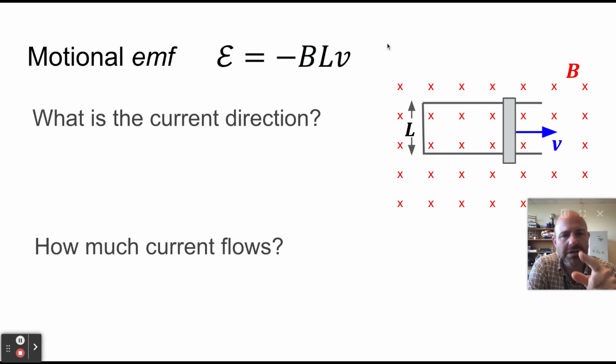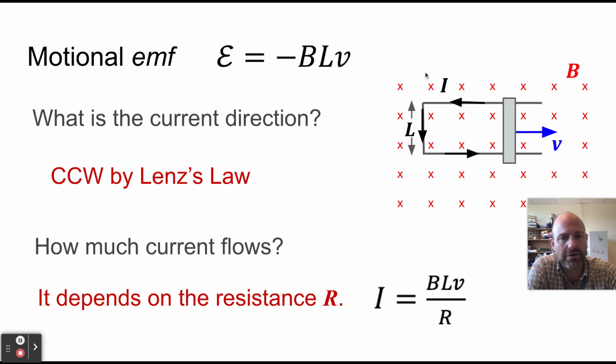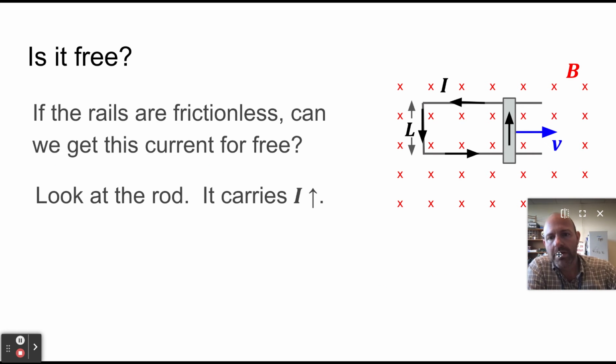So 2 questions. What is the current direction and how much current flows? Well, you have 2 ways to think about the current direction. One of them is Lenz's law, which we already know, counterclockwise by Lenz's law. The other way you could do it is by using the right-hand rule. If you think about the rod moving to the right and positive charge in the magnetic field, in, a positive charge would be pushed up toward the top of the rod, and conventional current flow follows positive charge, so it would go around in that loop. And then when it comes to how much current flows, this is using Ohm's law. Take the EMF we calculated and divide it by the resistance of the wire, whatever that happens to be.